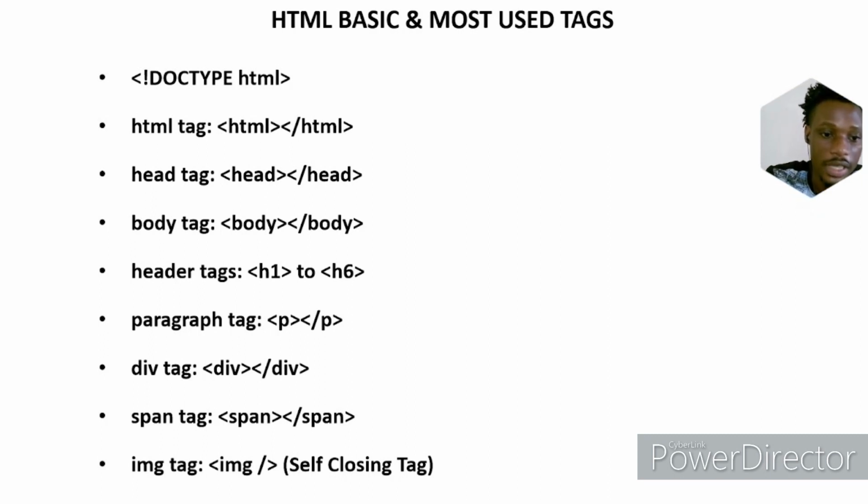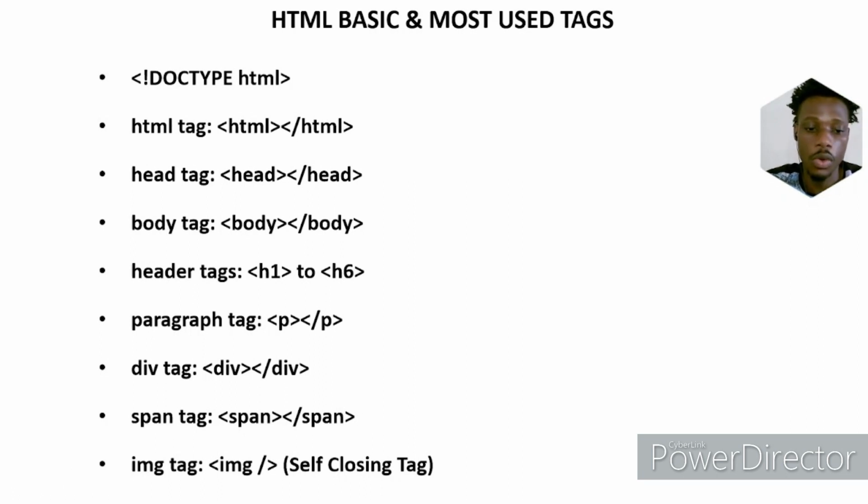So we have the header tag. There are actually 6 of them. We have the H1, H2, H3, H4 to H6, and we also have the paragraph tag. Yeah, this is just the B tag. We have the div. The div tag is the most used tag of all HTML tags, and we also have the span. This is an inline tag.